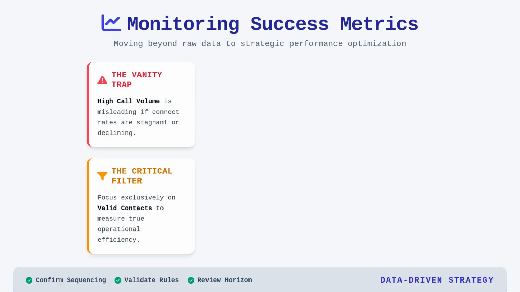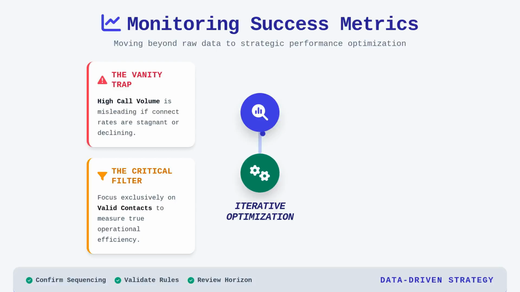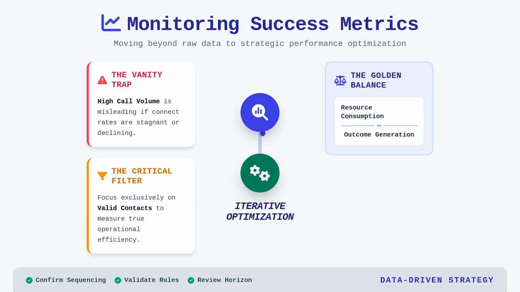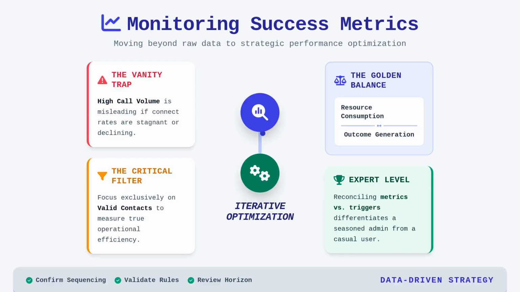A high call volume is often a misleading metric if the connect rate remains stagnant or, worse, declines due to inefficient targeting or overdialing. By reconciling these metrics against your rule set triggers, you can iteratively improve your contact strategy until the ratio between resource consumption and outcome generation is balanced according to your specific business requirements. Achieving this balance is a core competency that differentiates a seasoned administrator from a casual user.